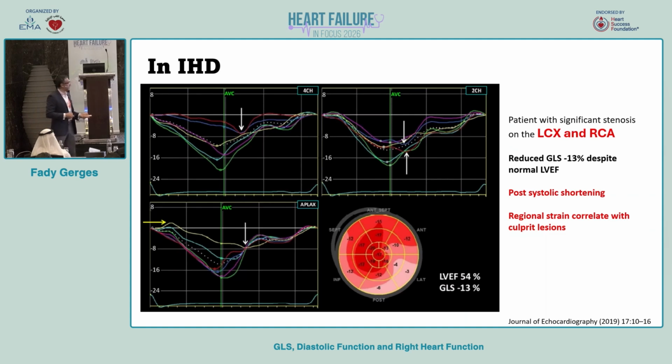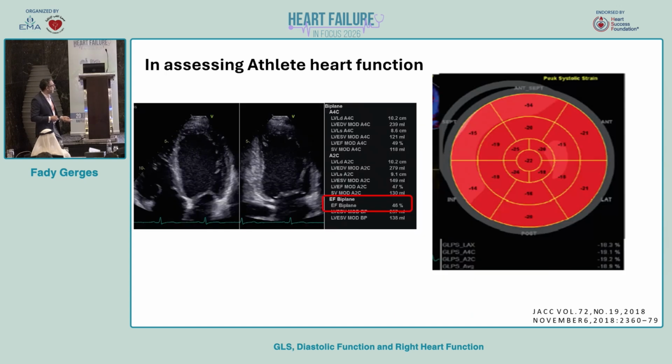Patients who have coronary heart disease as well: this patient had significant stenosis in both the LCX and the RCA, and there is post-systolic shortening. The GLS is depressed in the same culprit area of the LCX and the RCA.